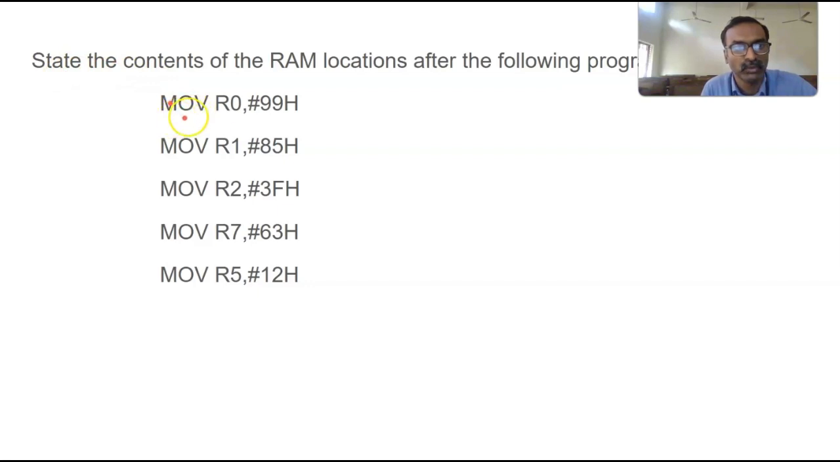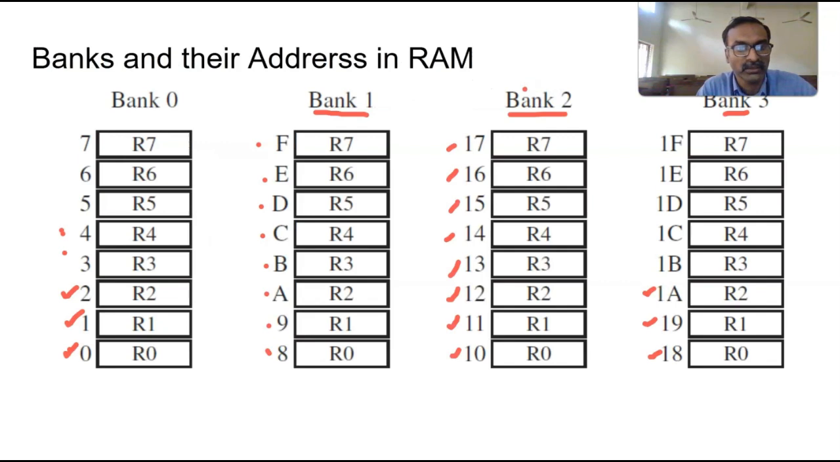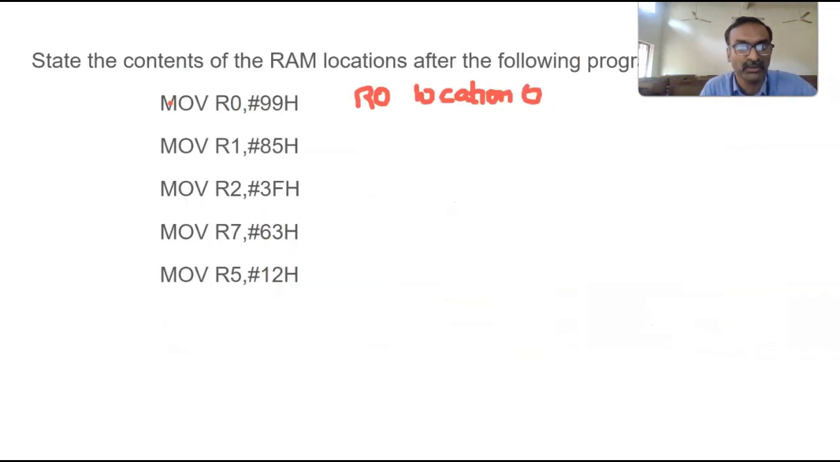So it's a very simple move instruction. MOV R0, #99. R0 means it is location 0. R0 is location 0 of bank 0, no? So the R0 location is 0. So in location 0, the value 99 is moved. So if you are drawing the memory, you can draw it very neatly.